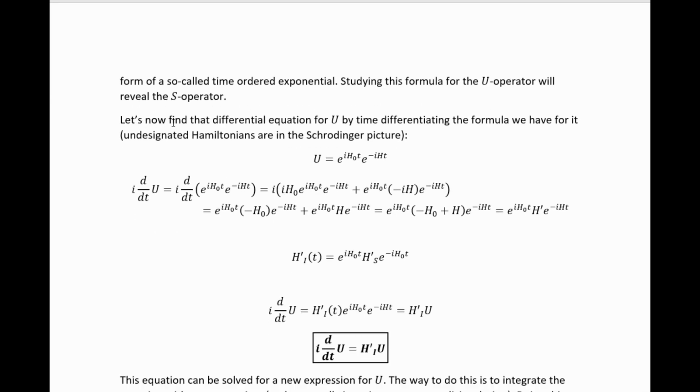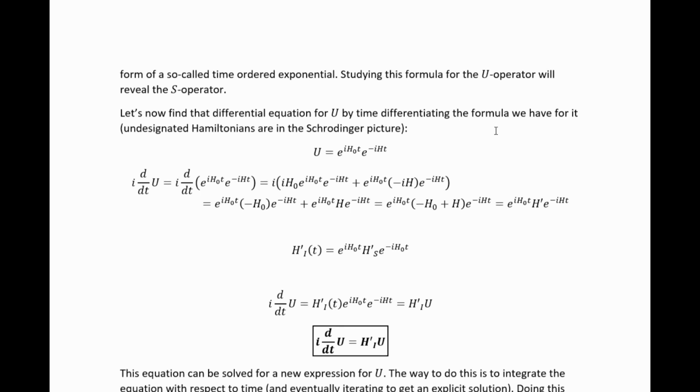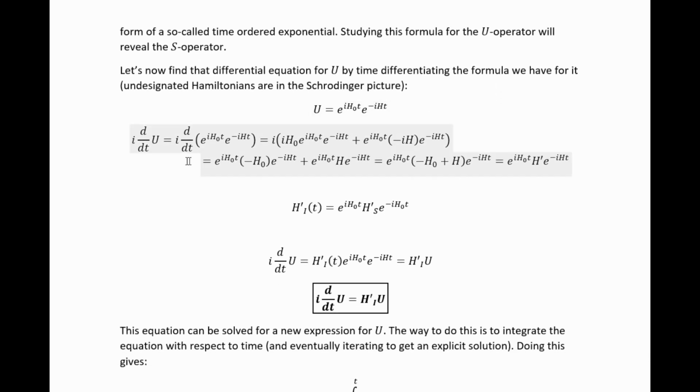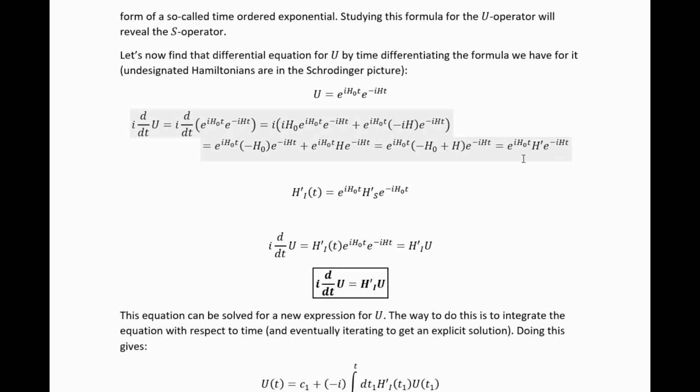Now let's find the differential equation satisfied by the U operator that I mentioned above. We can do this by directly using the product rule and remembering that undesignated Hamiltonians in this particular case are in the Schrödinger picture and therefore are time independent. We ultimately arrive at this result here.